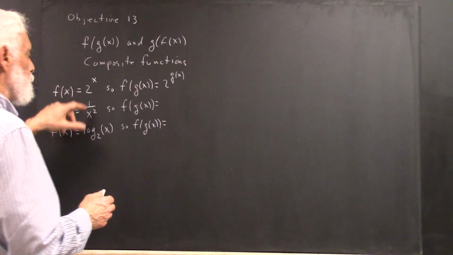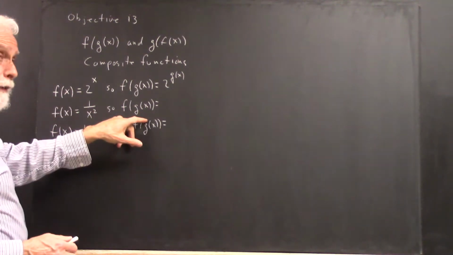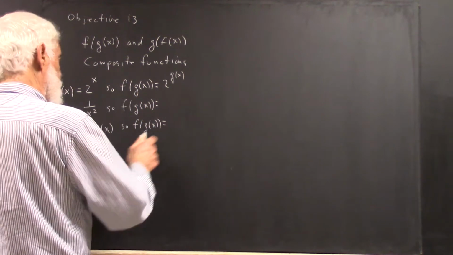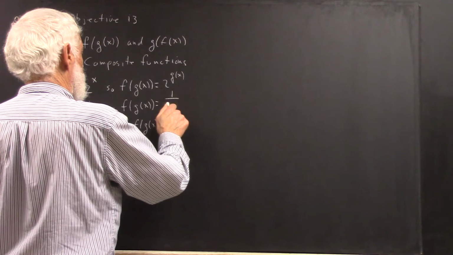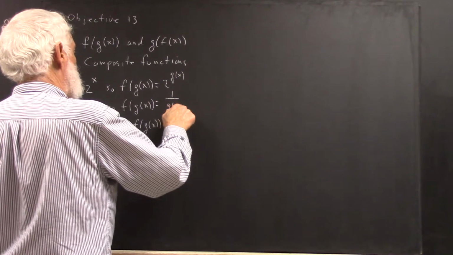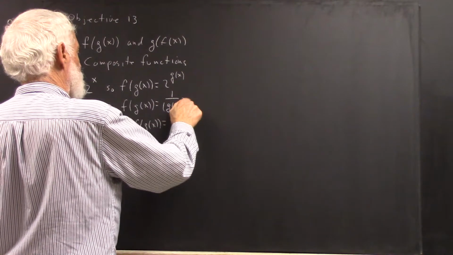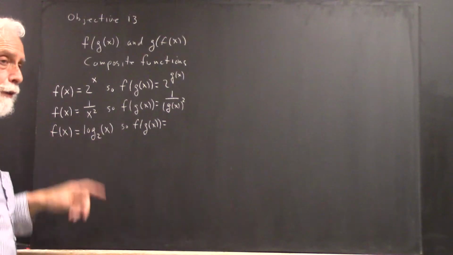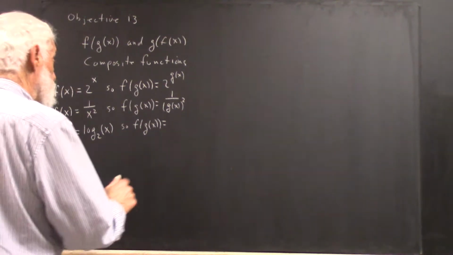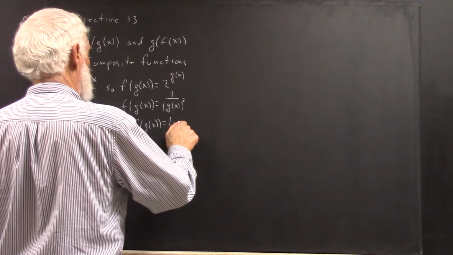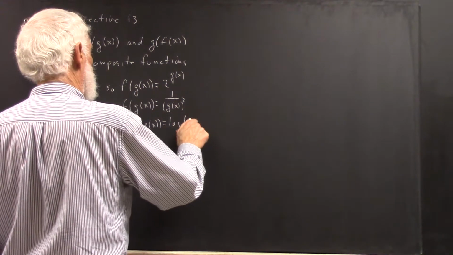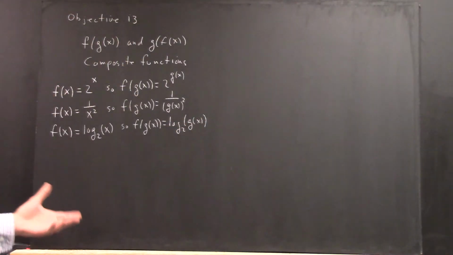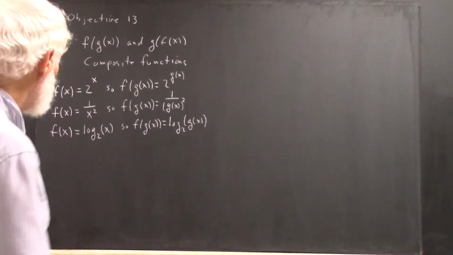Okay, f of x equals 1 over x squared. What's f of g of x? You might want to think about it, pause the video for a minute, make sure you understand, but it's 1 over the quantity g of x squared. If f of x is log base 2 of x, then f of g of x is log base 2 of g of x. That much is easy, and the rest is also easy.